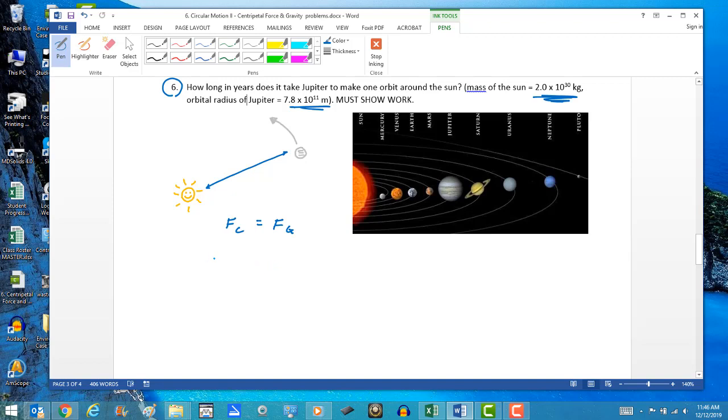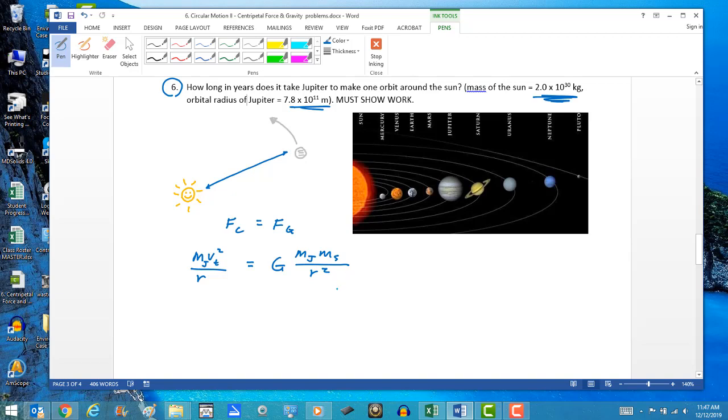Because take a look, the centripetal force is just going to be m v squared divided by r, where v is the tangential speed. Now what mass are we talking about there? We're talking about Jupiter, so the mass of Jupiter. That equals the force of gravity between the two. And what is that? That's the gravitational constant times the mass of the two objects. So we can say mass Jupiter, mass Sun, divided by the distance squared.